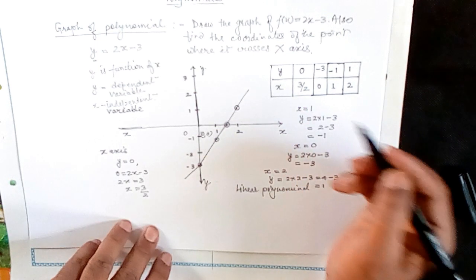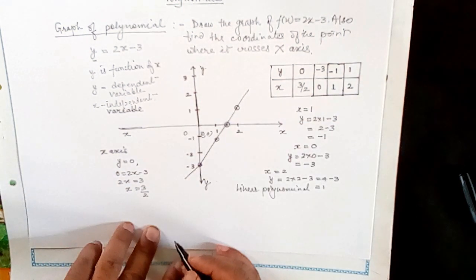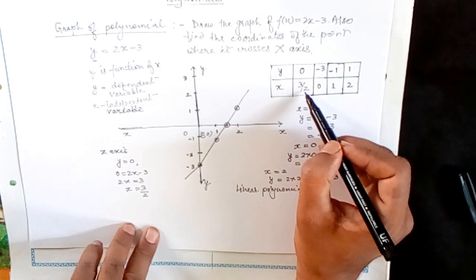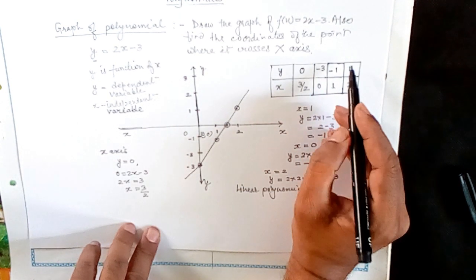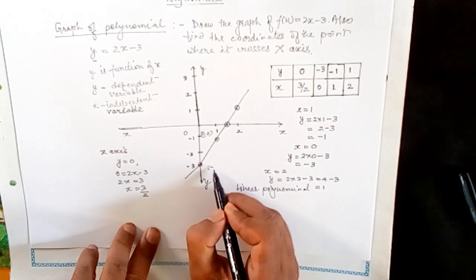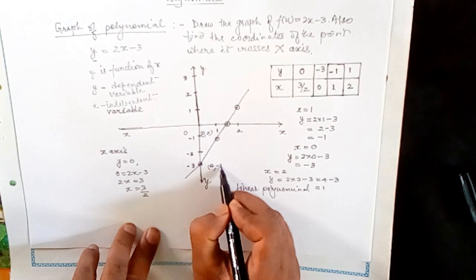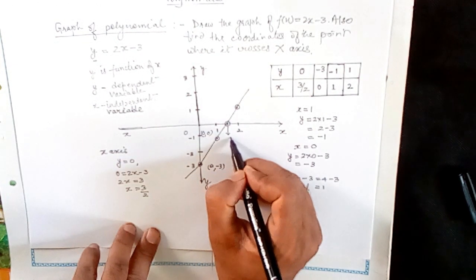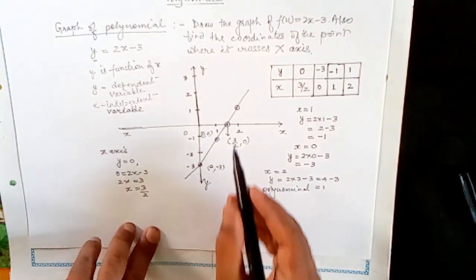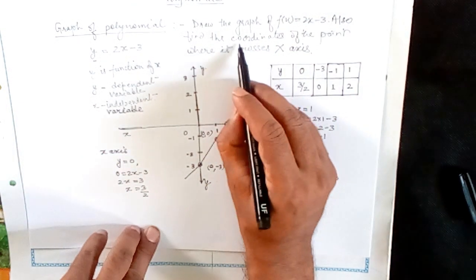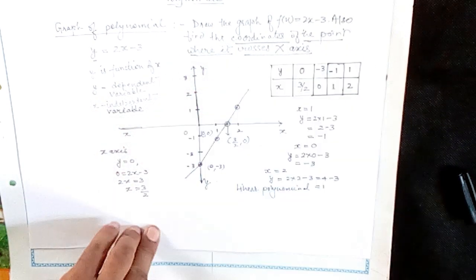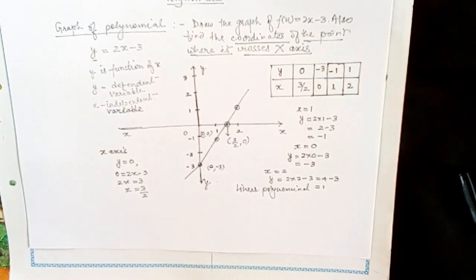So ultimately we are getting a straight line, and here we have got the coordinates 3 by 2, 0, and here we are getting 0, minus 3. Here we are getting 3 by 2 and 0. These are the coordinates of the point where it crosses the x-axis. Okay, we'll take another example.